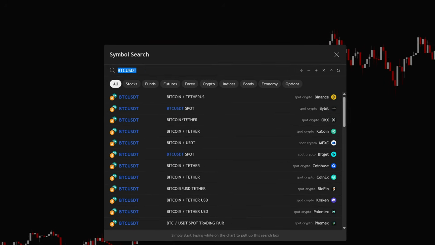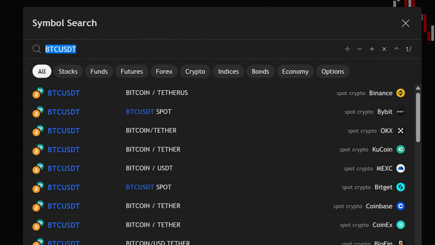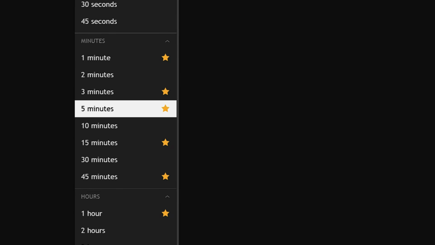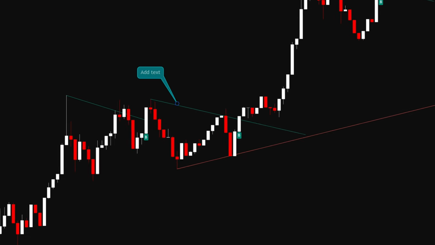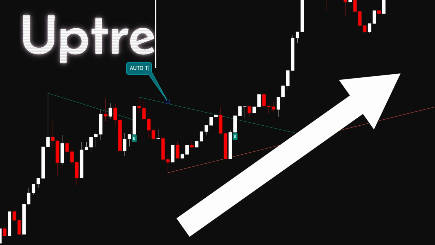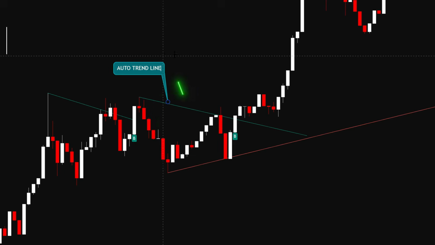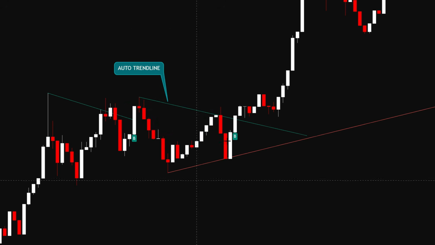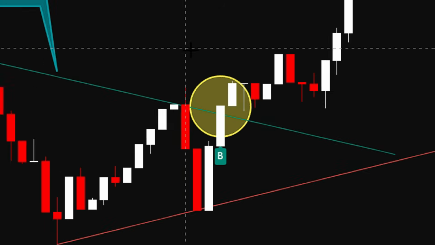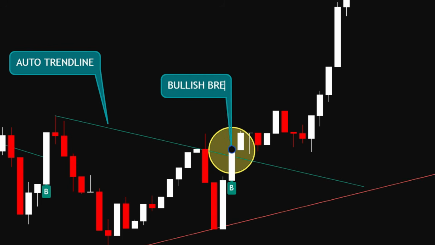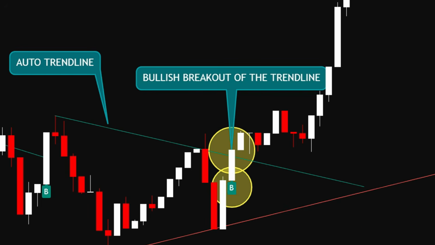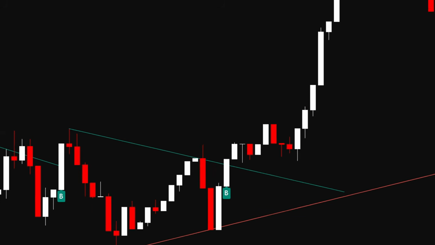Alright, look at this BTC 5-minute chart time frame. See this trend line? This indicator drew it on a corrective wave. This is just a small pullback against the main trend. And then, boom, price breaks above it. Right at the moment, the indicator pops up a break signal. So instead of sitting there wondering, is this a trade or not? The indicator basically flags the potential for you. Pretty slick, right?